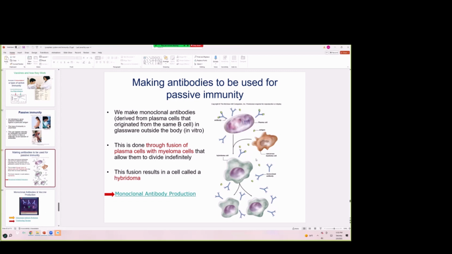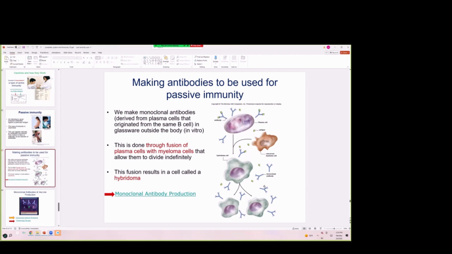Somebody found out that you could take this cell and this one and fuse them together, which is what they did. This B cell that is producing antibodies and this cancer cell that is growing continuously, when they fuse them, they form a hybrid cell, which is called a hybridoma. This hybridoma now has two capabilities, those of both cell types: capable of growing continuously and shedding antibodies.